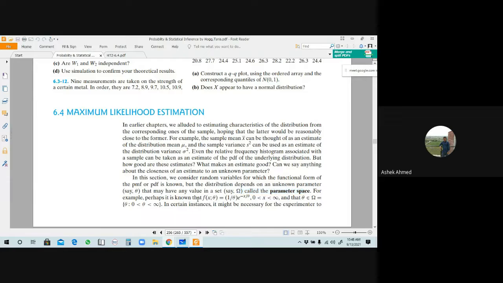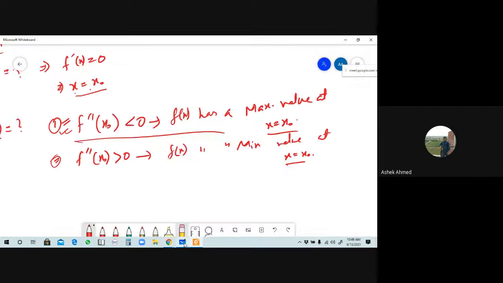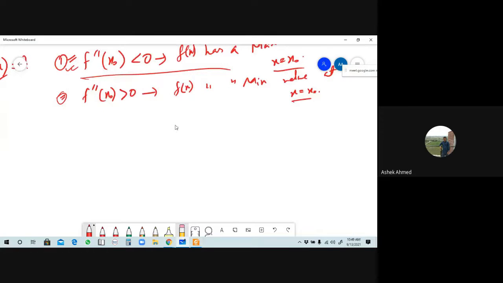Perhaps if we consider the exponential distribution, can you remember the PDF of the exponential distribution? We know f of x equals 1 by theta e to the power minus x by theta. Is it right? The values of x will be greater than or equal to 0. This is the exponential distribution function. Tell me, how many parameters are here? Only one parameter, that is theta.